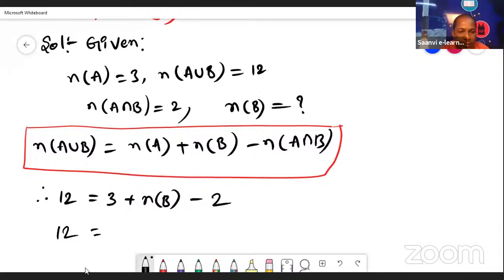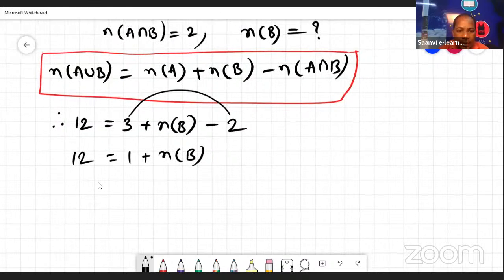12 is equal to 3 minus 2, how much is 3 minus 2? 1 plus n of B. So what do we have to find here? The n of B value we have to find out.